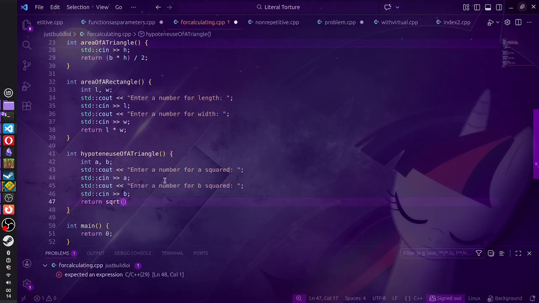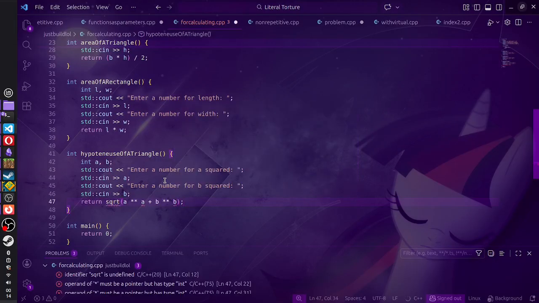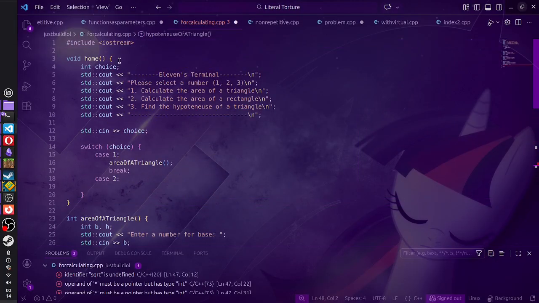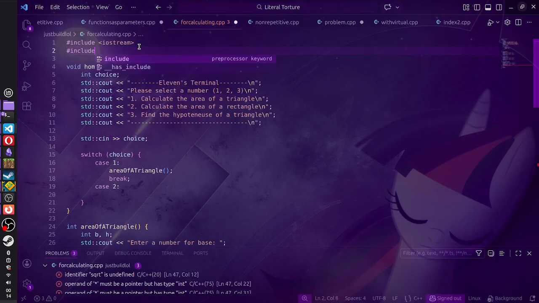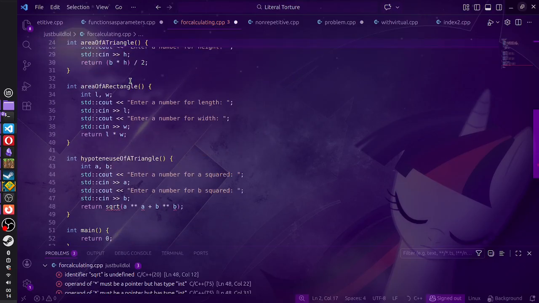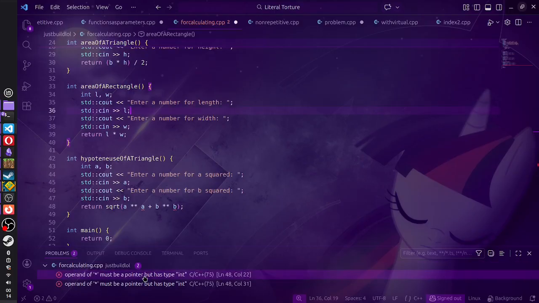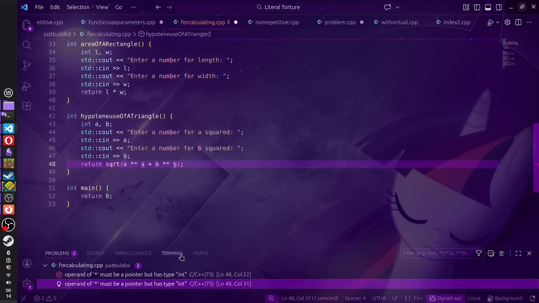Return square root of a times a plus b times b. Return the square root. I have to import cmath, don't I? cmath. What the hell?